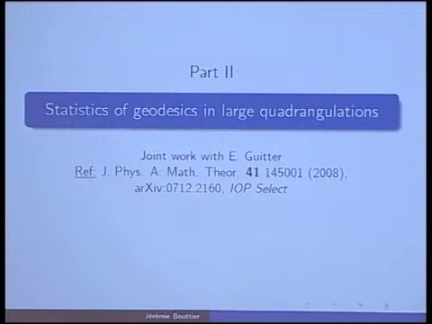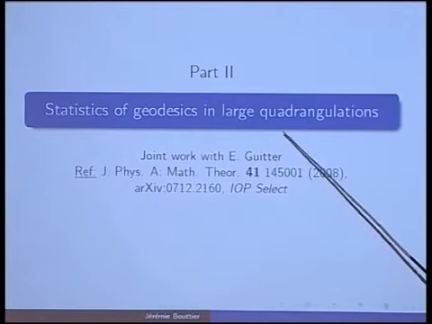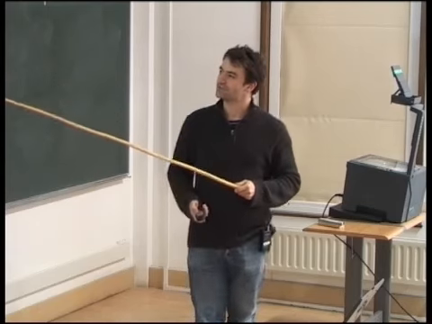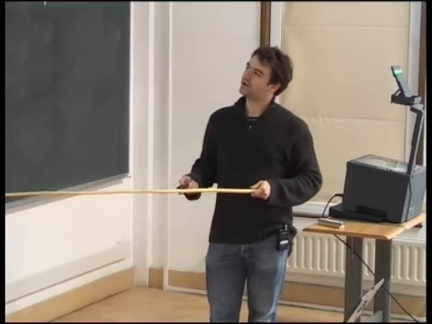Okay, so let me now quickly jump to the second talk, in 20 minutes, talking about statistics of geodesics in large quadrangulations. This one will be easier for me because it has been a bit introduced this morning by Jean-François Le Gall's talk. So you are supposed to know what a quadrangulation is. I don't have to tell that.